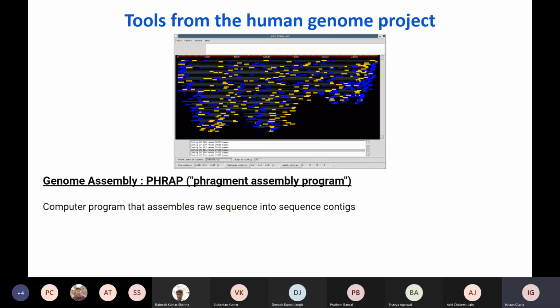All right. But what also happened from the process of sequencing is that they came up with different bioinformatics tools. One of these tools was the genome assembly tool called FRAP, also called fragment assembly program. It's a computer program in which you can give raw DNA fragments, and it would piece them together and give you a sequence contig, or a continuous sequence composed of these individual fragments.